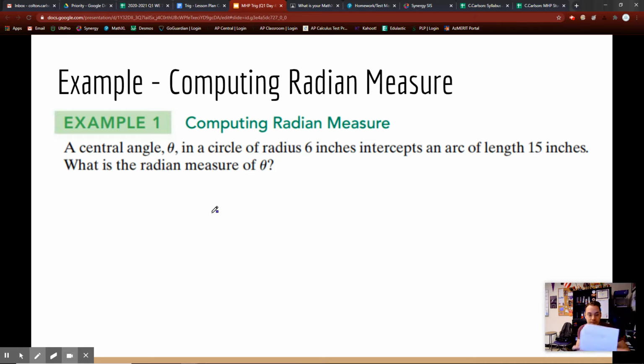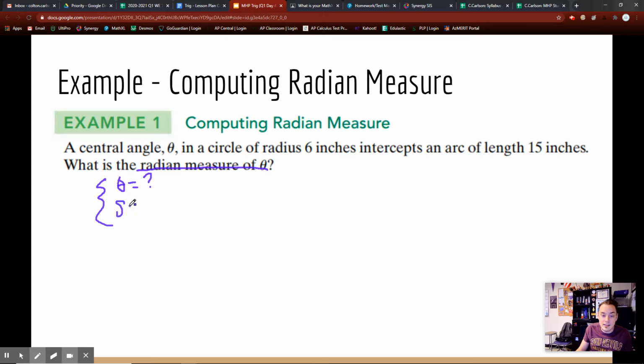Let's do that. I'm given a central angle, theta, surprise, in a circle of radius 6 inches that intercepts an arc of length 15. What is the radian measure? So the first thing I usually do is a fancy brace. I like listing out my variables. Okay? I don't know theta, my radian measure. That's what I'm trying to find. What is the radian measure of theta? I don't know, question mark.